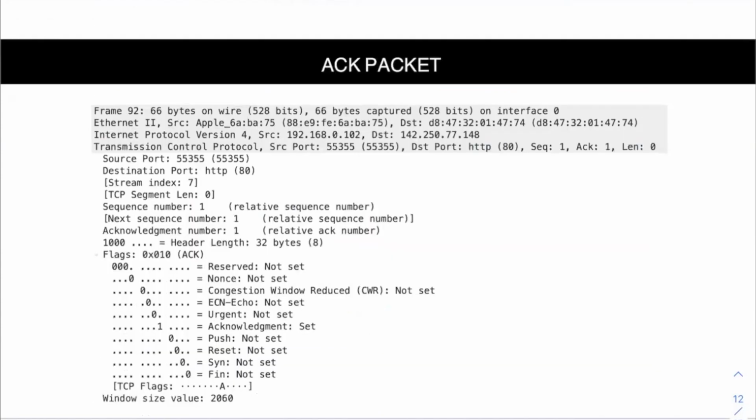In the next packet, that is the ACK packet from the client, the third part of the 3-way handshake, you can see the sequence number is set to 1 and the acknowledgement number is set to 1. You can also see the ACK flag is set to 1. Now, of course, the 3-way handshake is done.